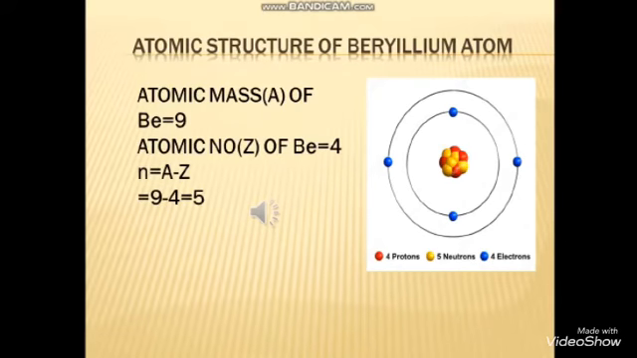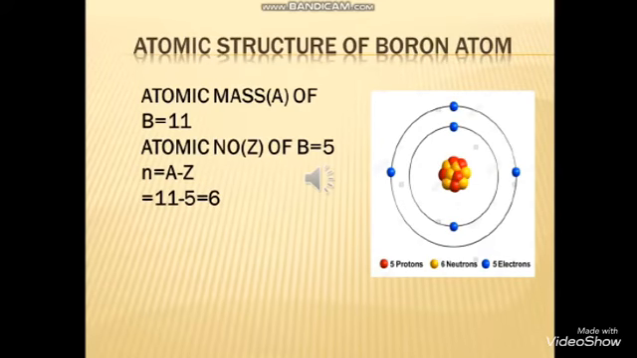The atomic mass of beryllium is 9. The atomic number of beryllium is 4. The beryllium atom contains 4 protons, 5 neutrons and 4 electrons. The atomic mass of boron is 11. The atomic number of boron is 5. We have to apply the same formula to find the number of neutrons. The boron atom contains 5 protons, 6 neutrons and 5 electrons.